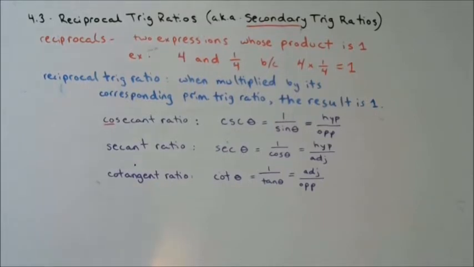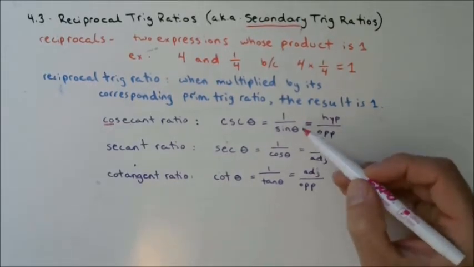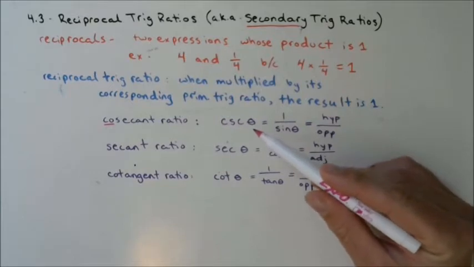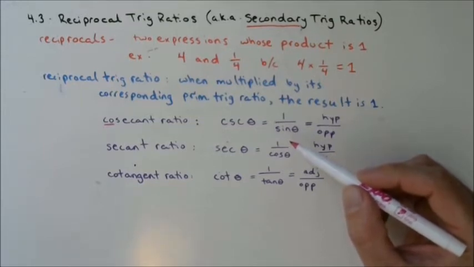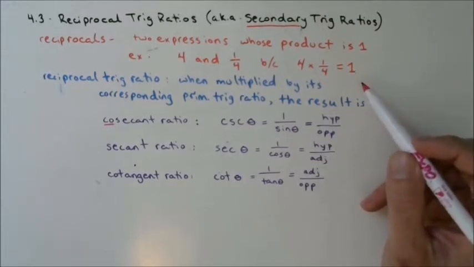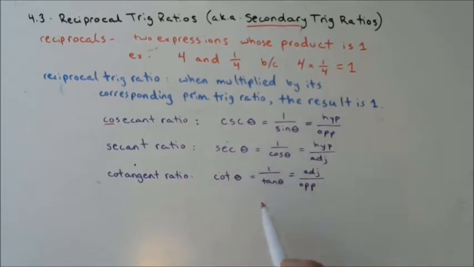I keep on using the word corresponding. That's accidental. These are not corresponding ratios. There is such a thing as a corresponding ratio. This is not that. Okay, these are reciprocal ratios. The relationship is indicated here. If you took the cosecant ratio and multiplied it by a sine of the same angle, you would get 1. Okay, it's the reciprocal ratio.